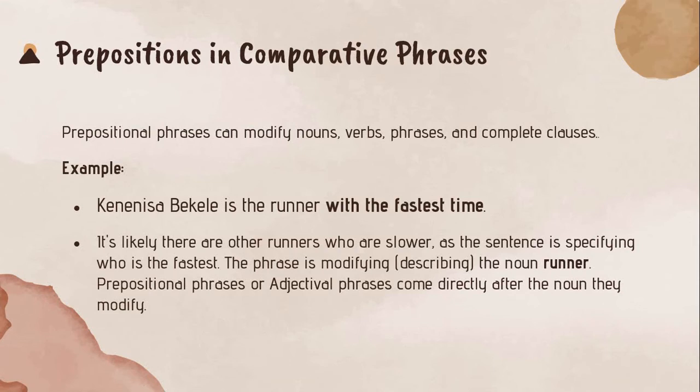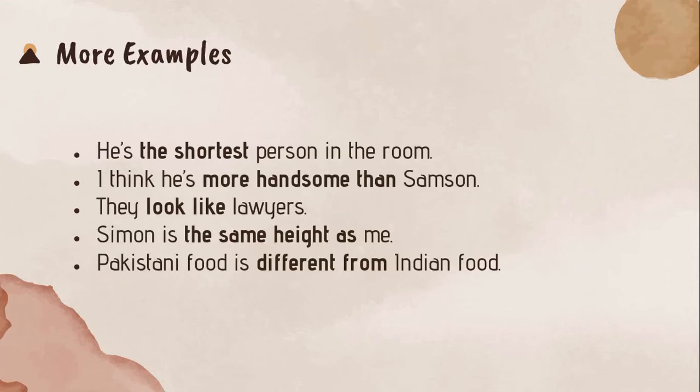Prepositional phrases or adjectival phrases come directly after the nouns they modify. The position is where many people make a mistake, so have this in mind. Let's take more examples. He is the shorter person in the room. I think he's more handsome than Samson. They look like lawyers. Simon is the same height as me. Pakistani food is different from Indian food.